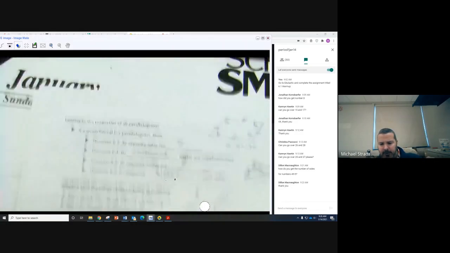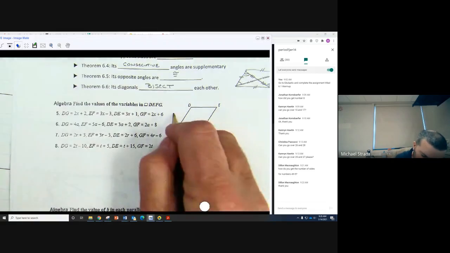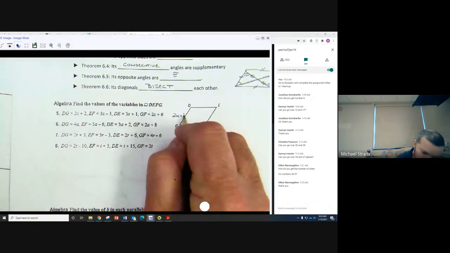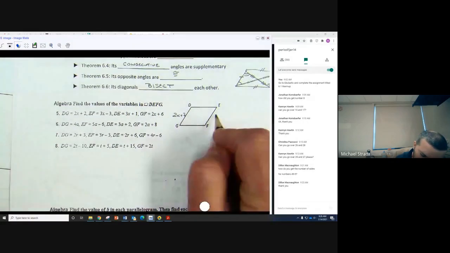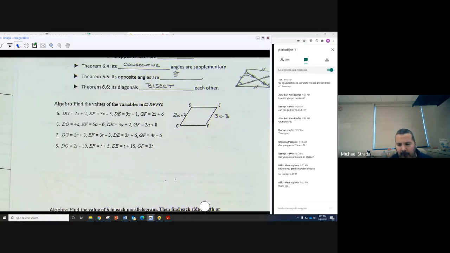Okay, so let's put it into action. Find the values of the variables in parallelogram DEFG. So it says DG is 2x plus 2, and it says EF is 3x minus 3. All right, they are opposite sides.